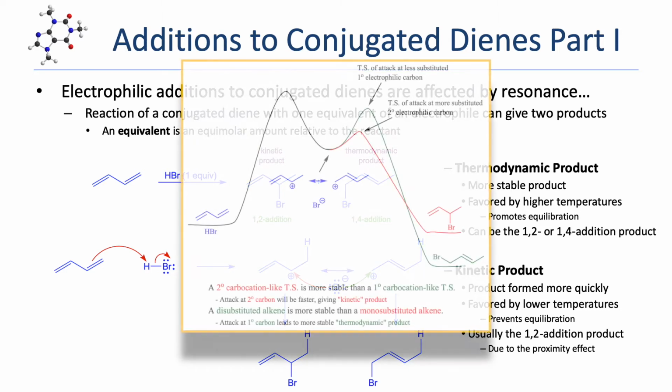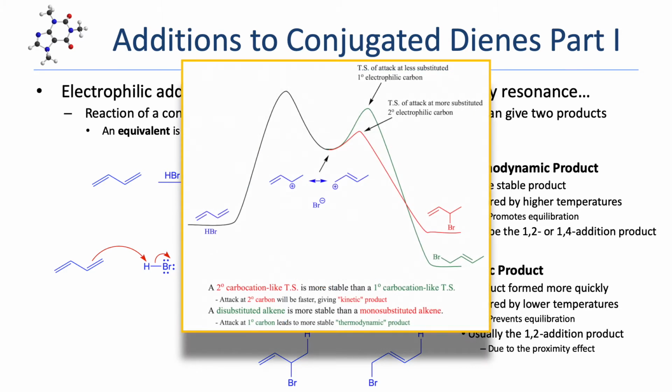So here is a free energy diagram of the reaction. A thermodynamic analysis of the reaction shows that the 1,4 addition product, here shown in green, is actually more stable than the 1,2 addition product, shown in red. If we look closely at the two products, we can see that the 1,4 addition product is a di-substituted alkene, and the 1,2 addition product is a mono-substituted alkene.